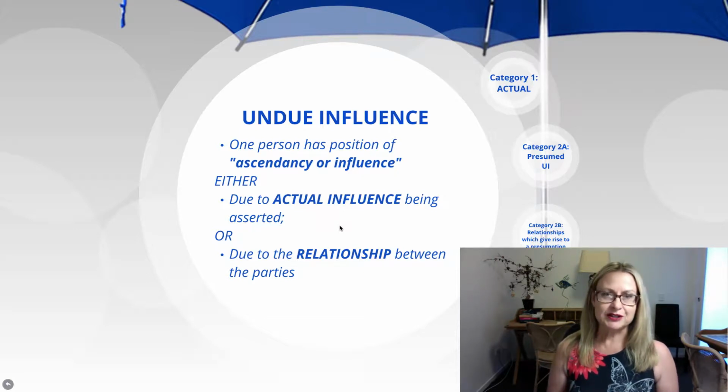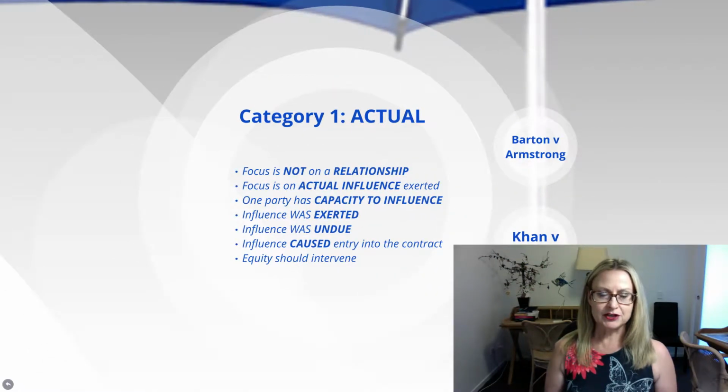Now, we have a couple of categories of undue influence: actual and relationship-based. And there's fairly significant differences between the two. If we look at actual undue influence, it has a lot of similarities with duress. Like I said, the conduct might not necessarily be quite as out there as you get sometimes in the duress type situation. Nevertheless, equity does step in because the influence is undue. So we have here one party having the capacity to influence. It was exerted, it was undue, and it caused entry into the contract.